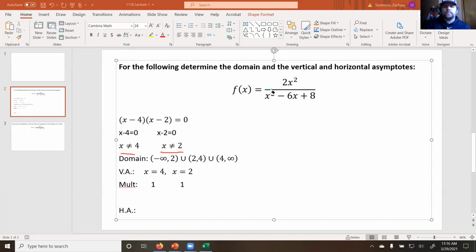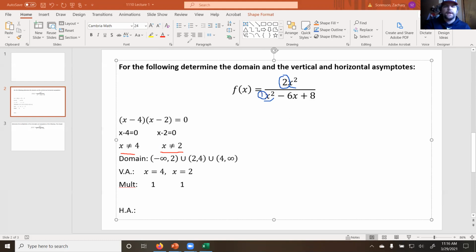So in each case, there is a process on how to find the horizontal asymptote. In this case, when both degrees are equal, what I do is I look at the leading coefficients of both polynomials on the top and the bottom. So here I have x squared. My leading coefficient is 2. On the bottom, I have x squared. My leading coefficient, even though it's not really there, is that invisible 1.